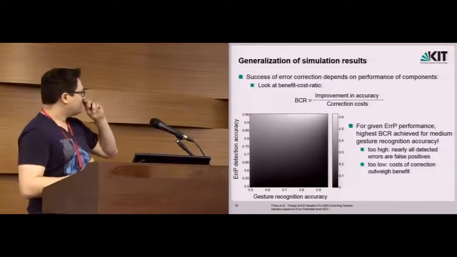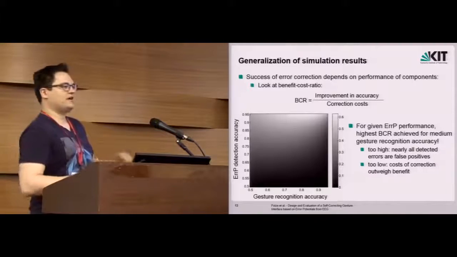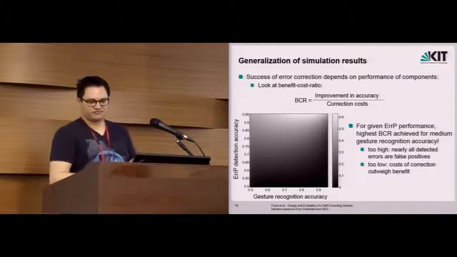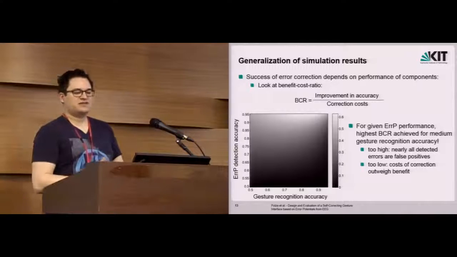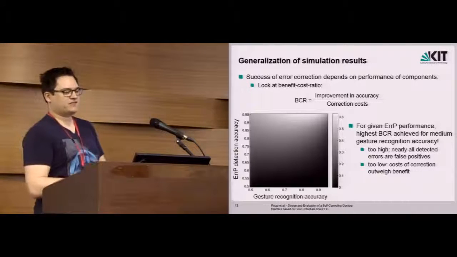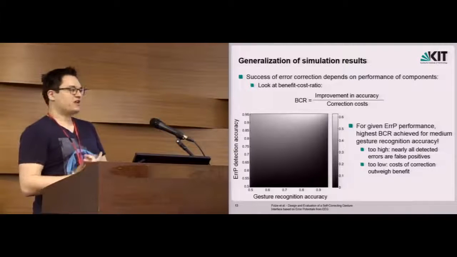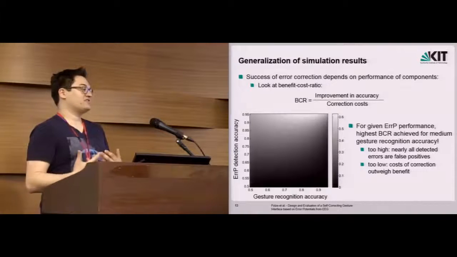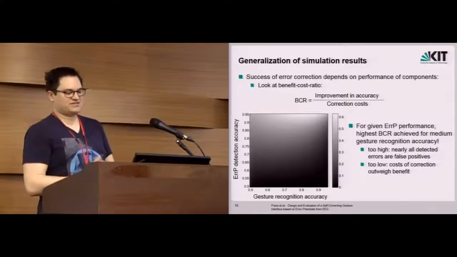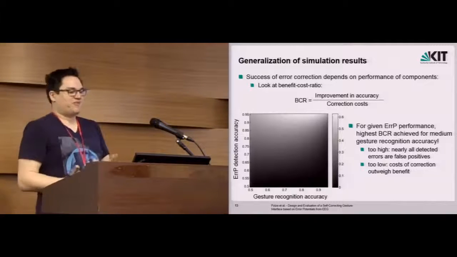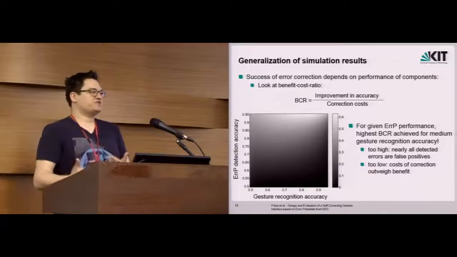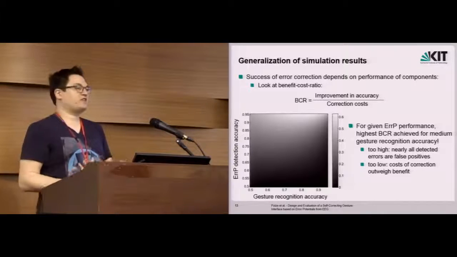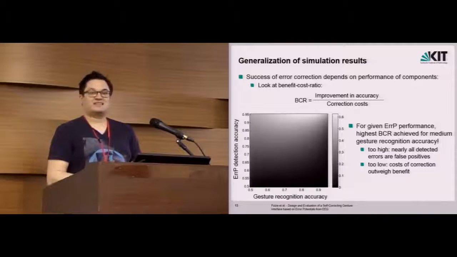So what we've done here is this is the benefit-cost ratio for different performance levels or accuracy levels of the GestureRecognizer and the error potential detector. And what we see here is that for a given accuracy of the error potential detector, the highest benefit-cost ratio is achieved for a medium gesture recognition accuracy. So if the GestureRecognizer is actually too good or makes very little errors, then nearly all detected errors are actually false positives. If the gesture recognition accuracy is too low, then the costs of correction outweigh the benefits, because after correction the result may likely still be wrong.